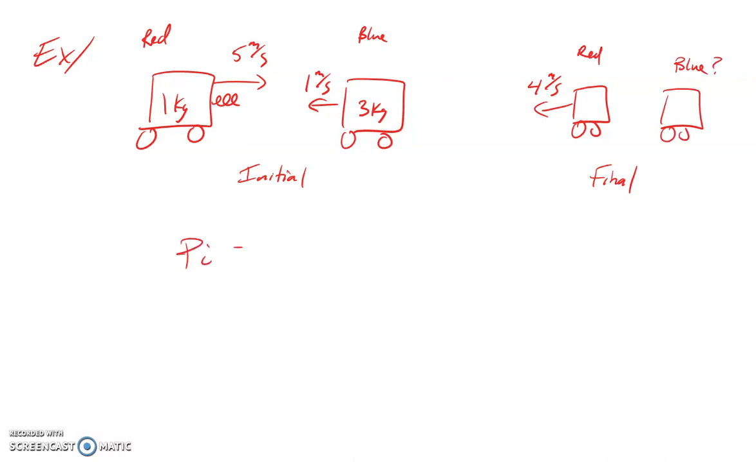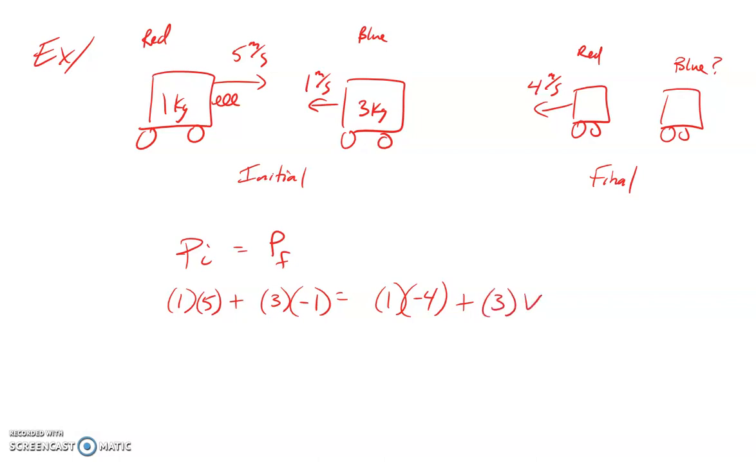So, initial momentum has to equal our final momentum. Initially, we've got 1 kilogram multiplied by 5 meters per second for the red cart, plus 3 kilograms multiplied by negative 1 meter per second for the blue cart, equals, finally, we know the red cart, which is 1 kilogram, is moving to the left at 4, so it'll be negative 4. And the blue cart is 3 kilograms, moving with some velocity we don't know. Simplify, you've got 5 minus 3 equals negative 4 plus 3v.